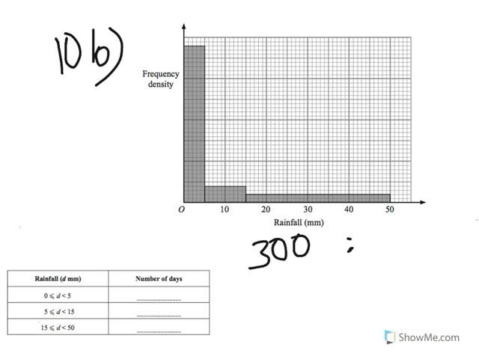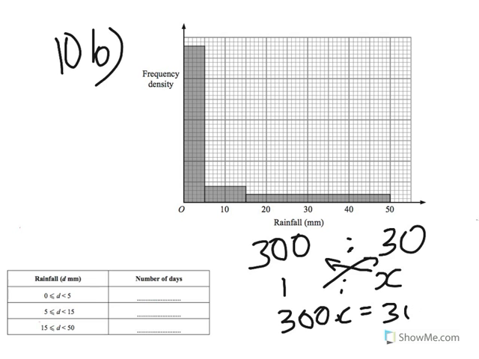And that corresponds to 30 frequency, 30 days. So how much does one box correspond to? And that's what you're trying to find out. So you cross multiply, you're going to get 300x is equal to 30, and x is equal to 30 over 300, which is 0.1. So one tiny box here corresponds to a frequency of 0.1, right?